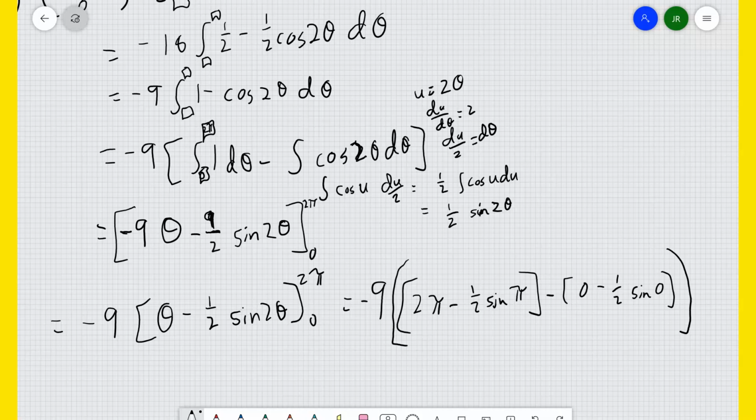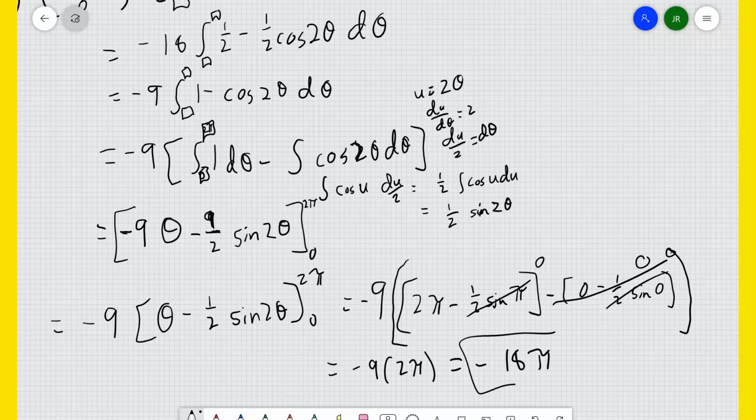Well, what is sine of 0? Sine of 0 is 0, so that whole thing is 0. What is sine of 4 pi? Sine of 4 pi is also 0. So that's just 2 pi then. So it's negative 9 times 2 pi, which is negative 18 pi as the final answer.